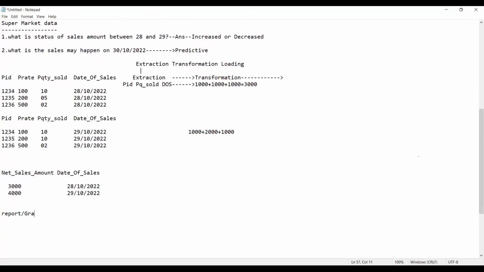I'll generate a report, or else I'll generate a graph. Why do we use a graph? For easy representation, for easy presentation. So I'll generate a report or graph which should show the sales amount. Tell me, is the sales amount increased from the 28th to the 29th, or decreased? Can you check and tell me the values? Yes, it is increased.